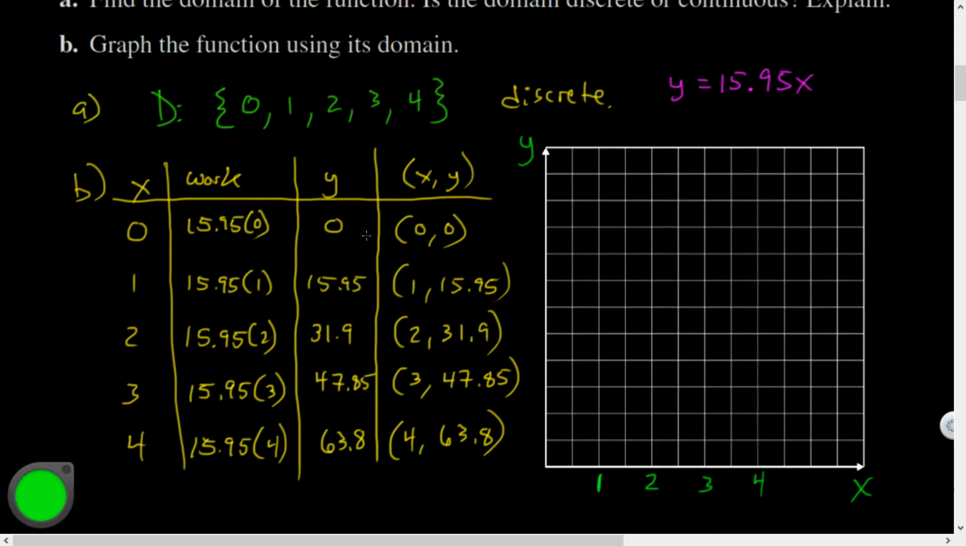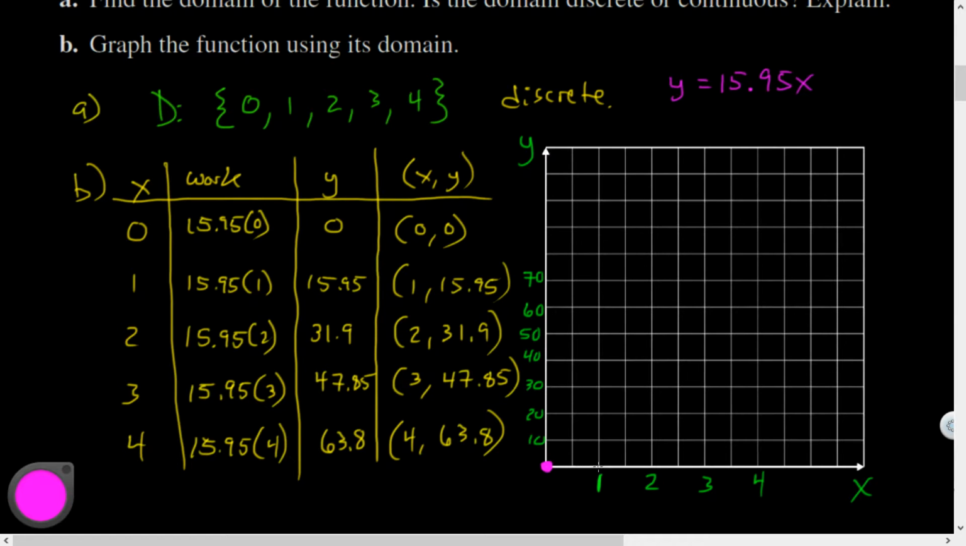Okay, for my y values, my smallest one is 0. My biggest one is 63.8. Ooh, boy. So maybe we should count by tens. So 10, 20, 30, 40, 50, 60, and 70 is about as high as I need to go by the looks of things. So now if I want to plot these points, I'm going to plot them. So 0, 0 would be at what's called the origin, right there. Or I could buy one ticket for $15.95.